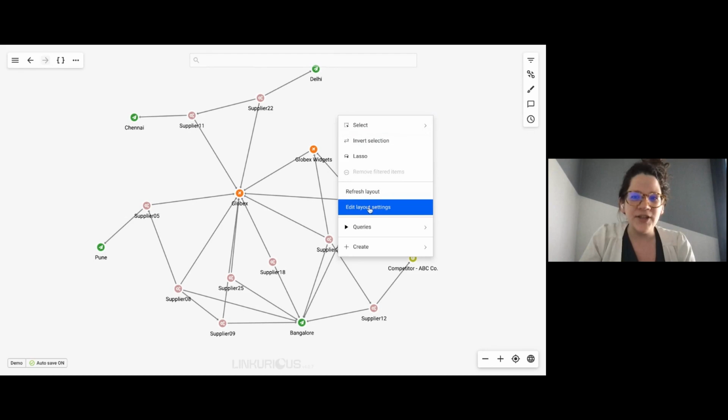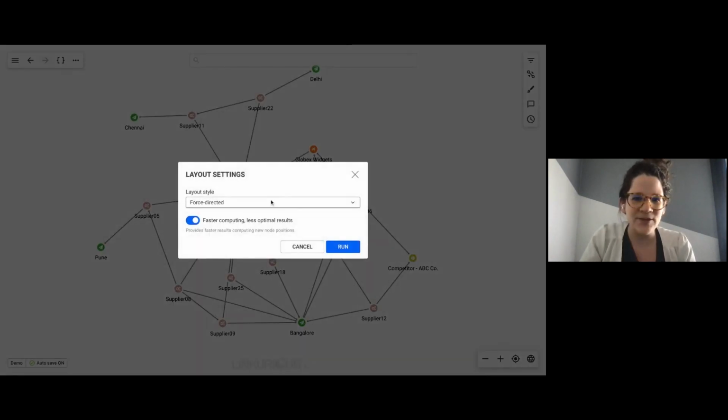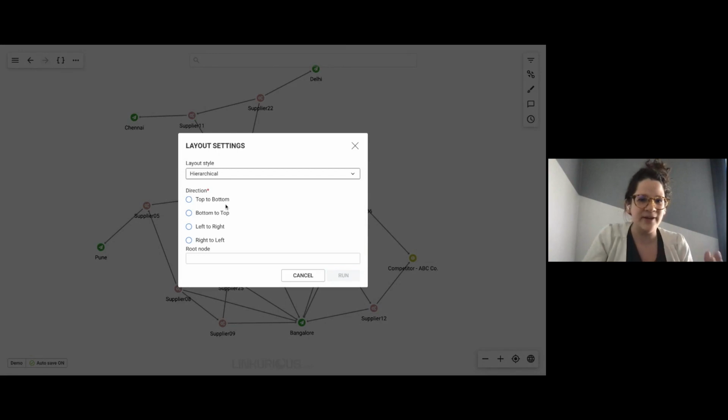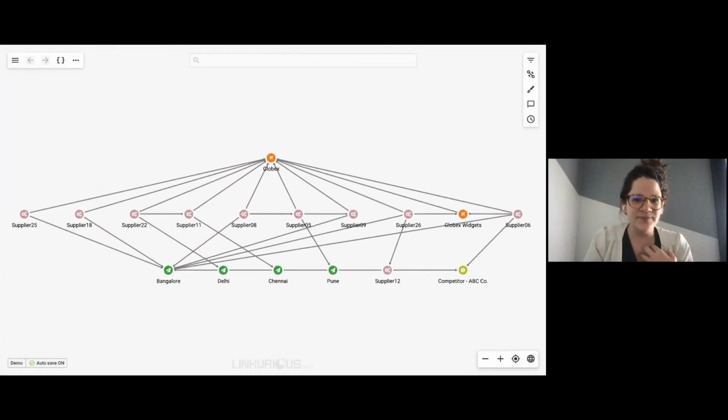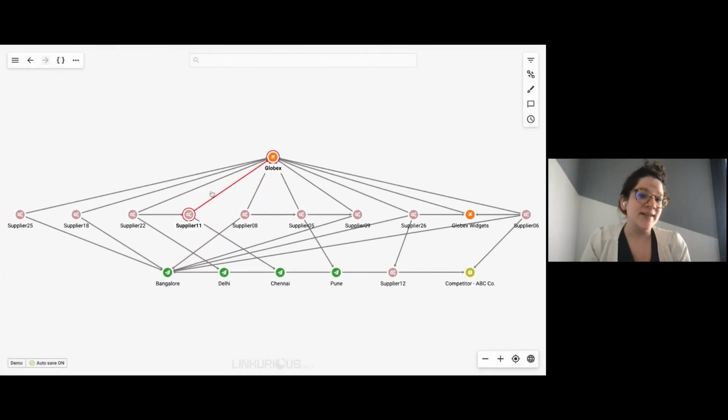I actually think for when my colleague hops in, I might do this as a hierarchical layout. I think that might be even easier to read. So I can easily make this a hierarchical layout with the spotlight on my company, Globex. So here you can see it's possibly an even easier to read view of all of the suppliers and their dependencies. So I'll leave this for now. I know my team members are going to hop into it.